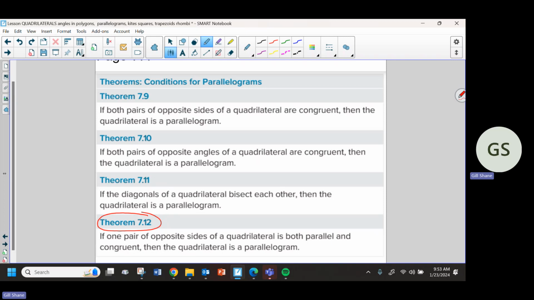What about 4? Yeah, let's go to this group over here. You got to do it together, so one person speaks for all. Number 4. All right, so 7.9, does that sound good? Yes. So I believe that's opposite sides are congruent, right? Top and bottom congruent, and then left and right congruent.